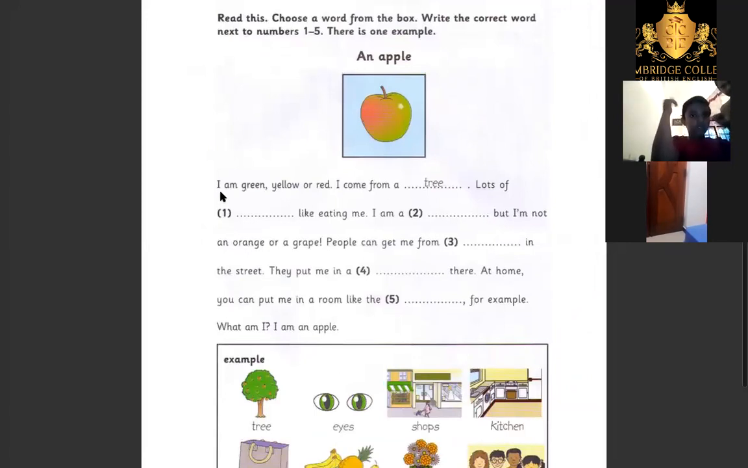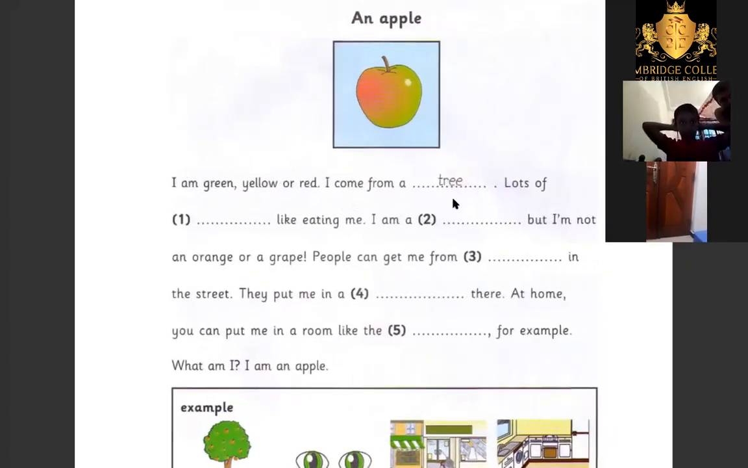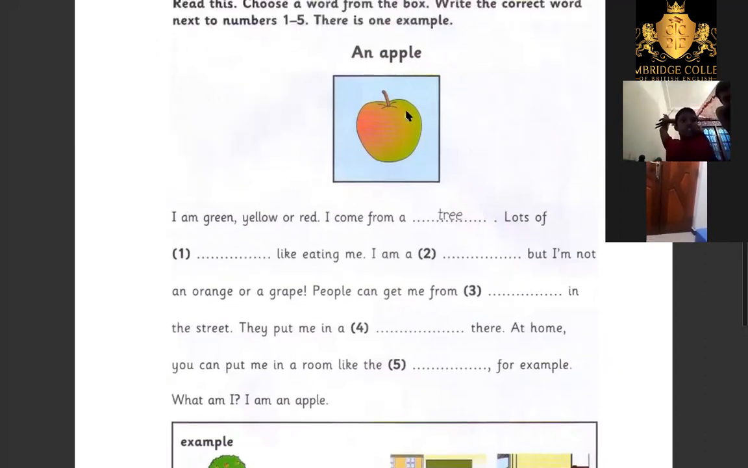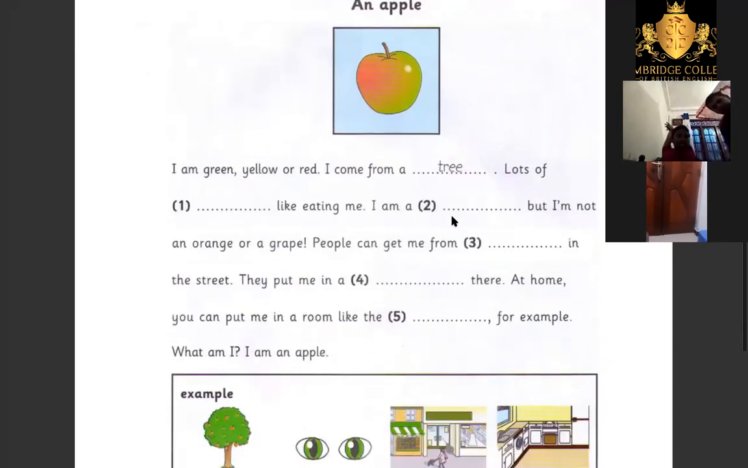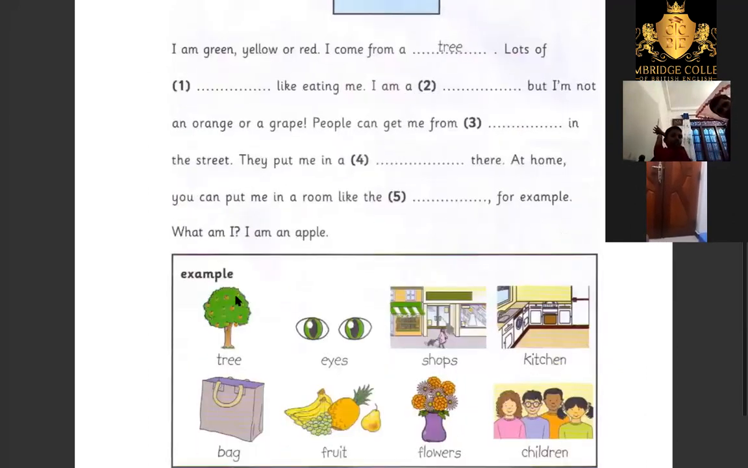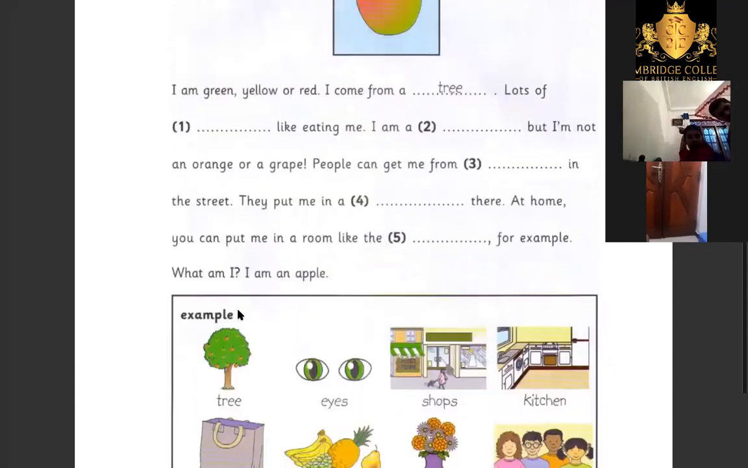I am green, yellow or red. Green means color, yellow means kaha paata, red means ratu paata. I am from a tree. Tree means gasa. So the first answer is tree.